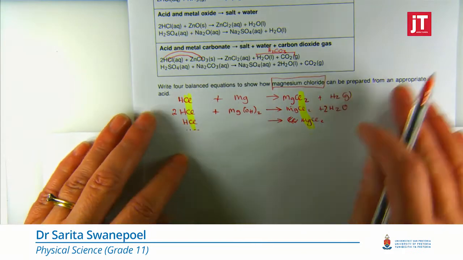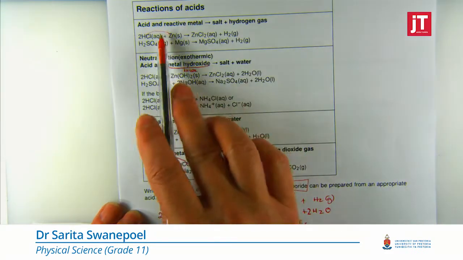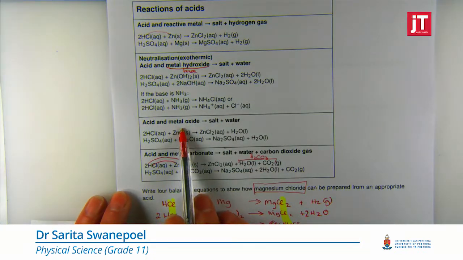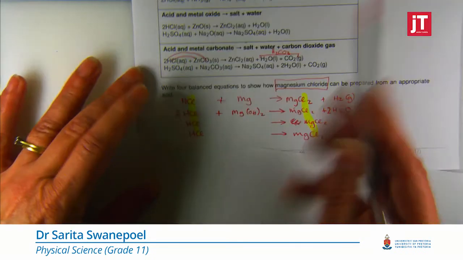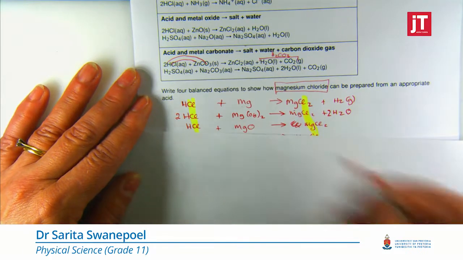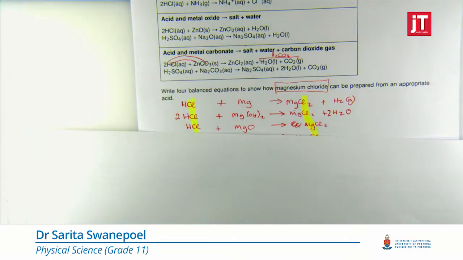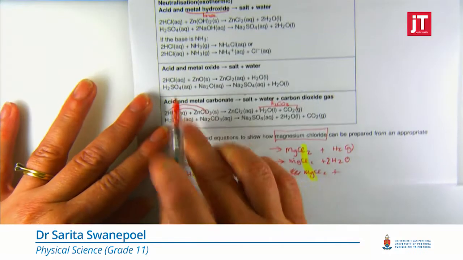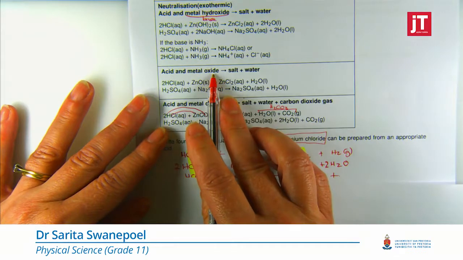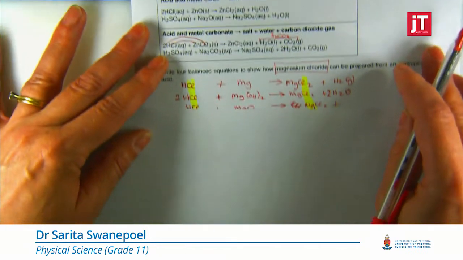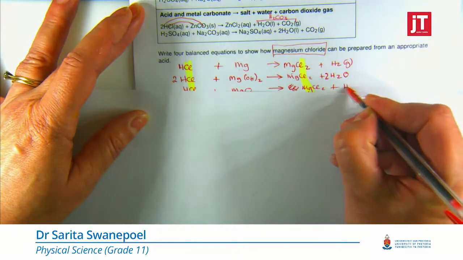How can I also add the magnesium? Let's go back. We already did the metal, we did the hydroxide. I could have added it as a metal oxide. So let's put it in as a metal oxide. 2 plus, 2 minus, just like that. And then what should the other product be? Now let's go back. Acid and metal oxide. Now I should end up with the salt and water once again. Right, so it should be water.